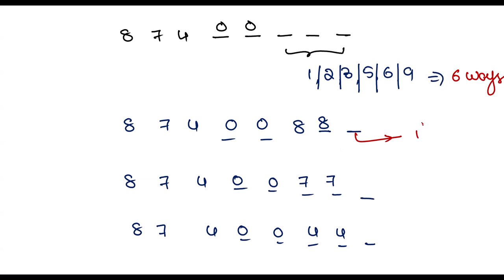Now this slot can be 1, 2, 3, 5, 6, or 9. This is also 6 ways. So you observe, I can fill with 1. Then 8, 7, 4, 1 are different. I cannot go with any of the existing ones. What is existing here? 0, 0, 7, 4, 8. I cannot go with that 4. So this can be 6 ways. Here also 6 ways. Here also 6 ways. Like that I got 24.